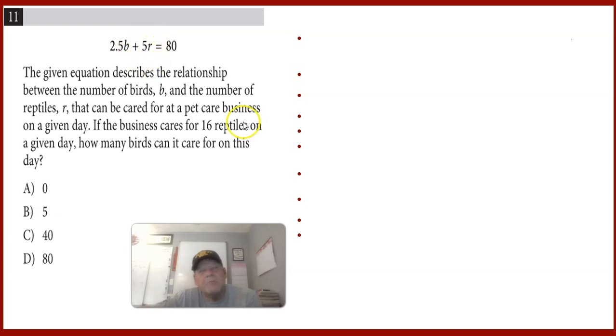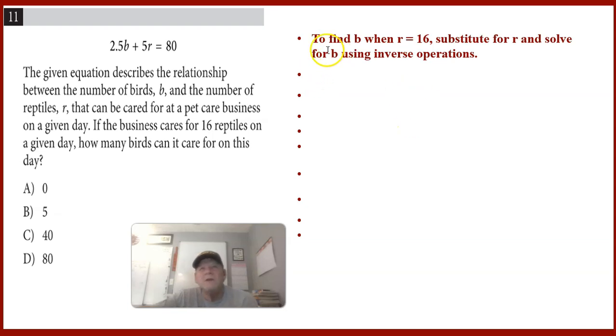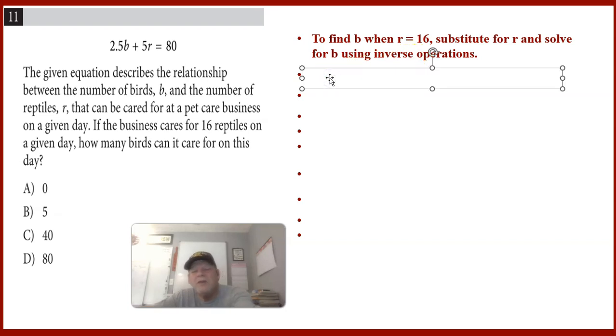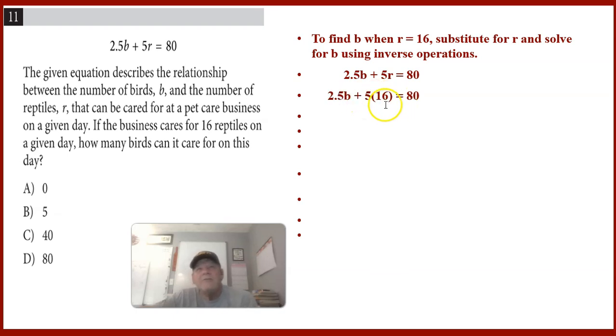So the idea is to plug it in here. Pause this, see if you can work it out and figure out which one is the right answer. Start the video up and you'll be able to see me working through it. So to find B when R equals 16, substitute R and solve for B using inverse operations. So there's my equation. I substitute the 16 for the R, and then I'm going to multiply that. 5 times 16 is 80.